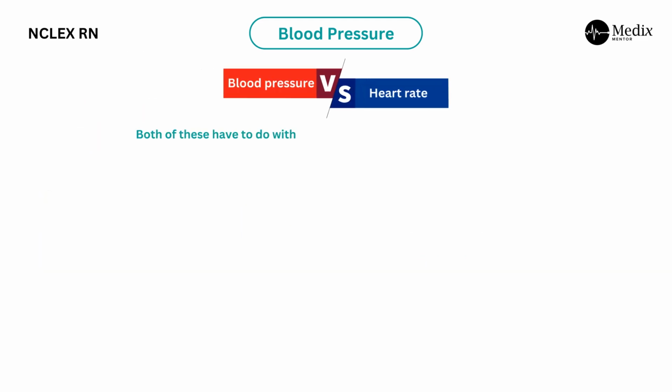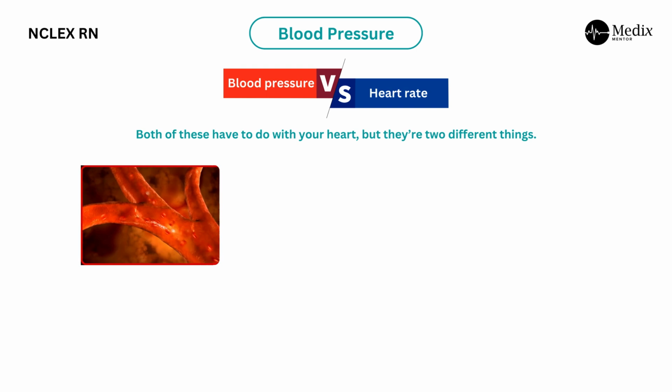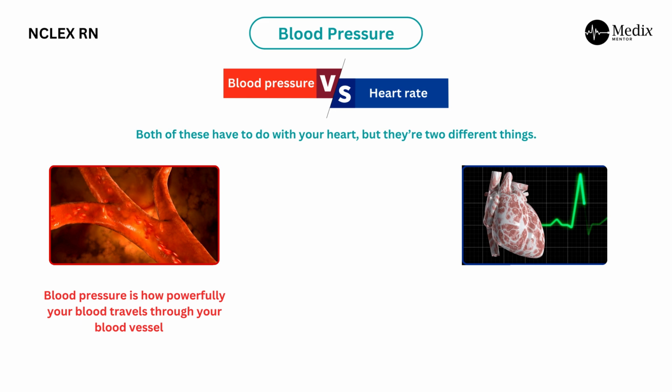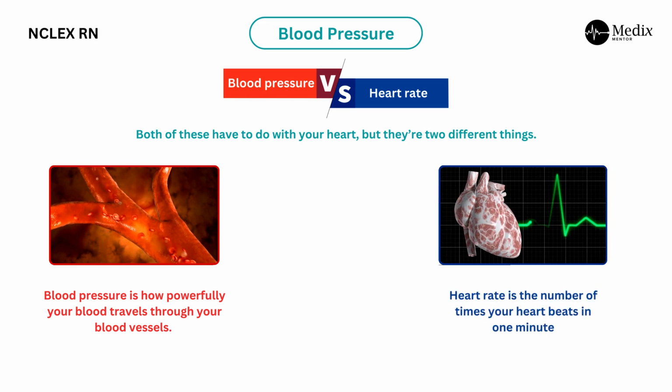Blood pressure versus heart rate. Both of these have to do with your heart, but they're two different things. Blood pressure is how powerfully your blood travels through your blood vessels. Heart rate is the number of times your heart beats in 1 minute.